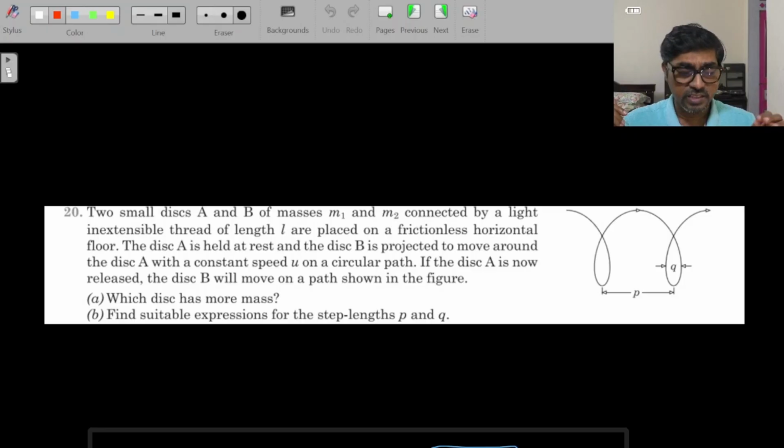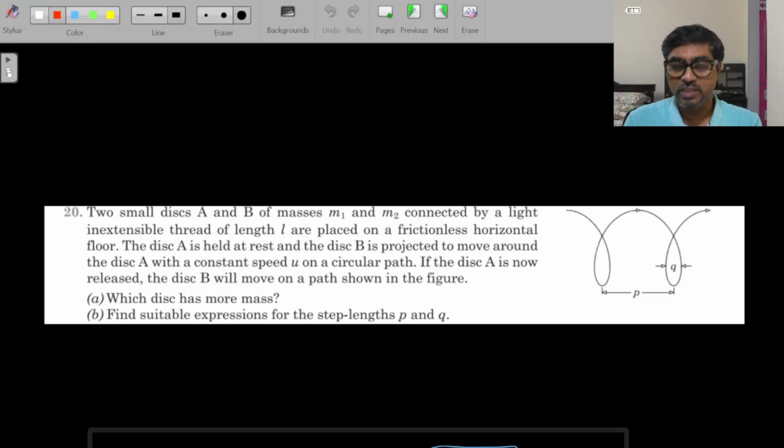The disc A is now released. So as the particle B is moving around, at one moment A is released. You are not throwing it, but just releasing it, meaning releasing from rest. The disc B will now move on a path shown in the figure. So that is the diagram they had given. The path that is shown is the path of B after A is released. Now the questions.